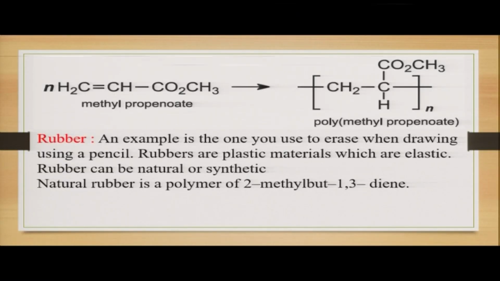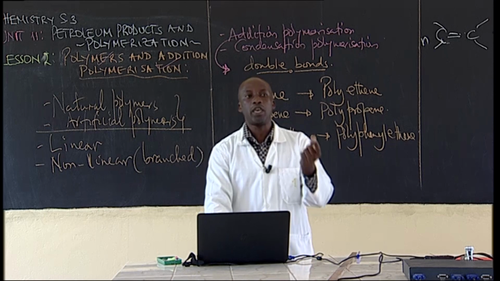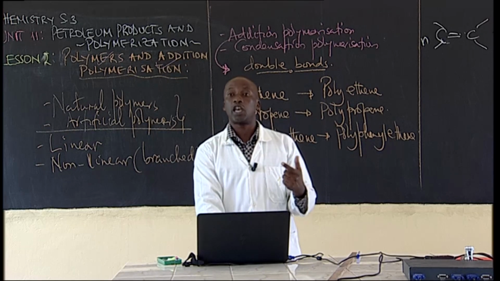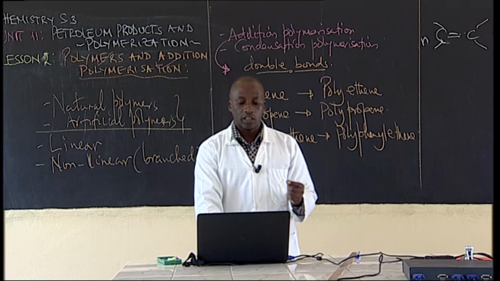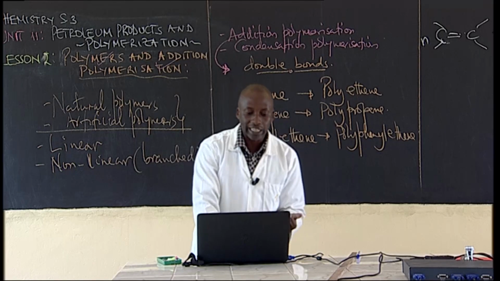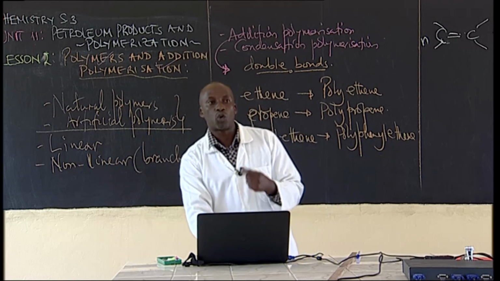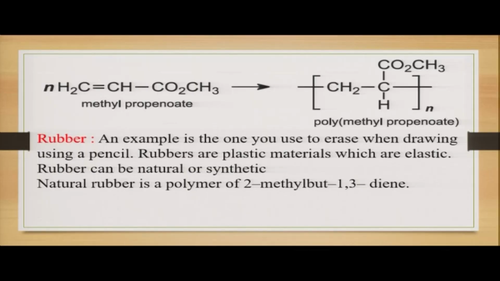Methyl propenoate. Now this one, methyl propenoate, not methyl propanoate, because it contains two functional groups. It contains an alkene, and at the same time, no, it contains an ester. So that is why we call it methyl propenoate. Penoate, the pen stands for that double bond. So this one will form polymethyl propenoate. That is another example.